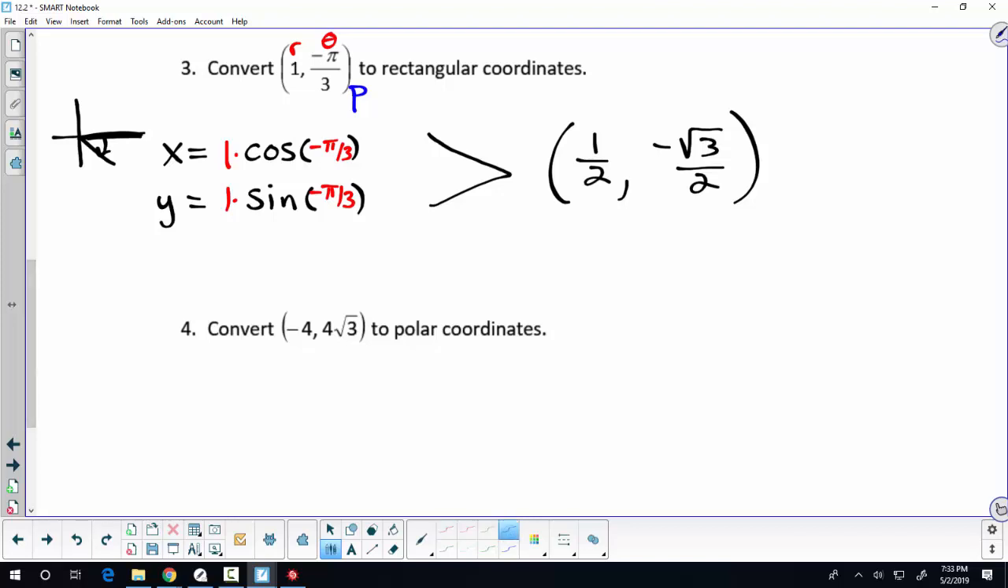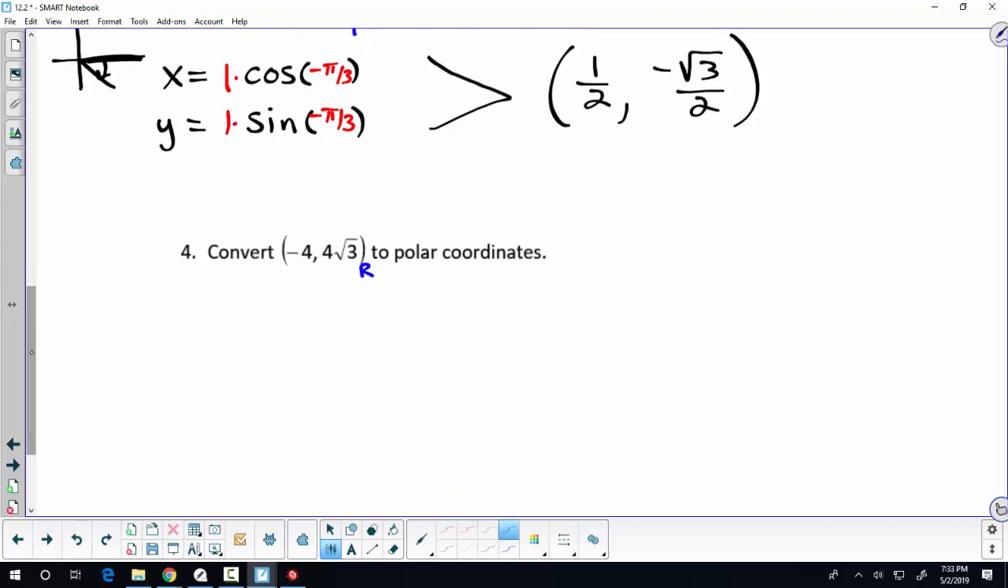Okay, then we have the rectangular or Cartesian point, negative 4, 4 root 3. We're going to convert that to polar. So here's our x, here's our y. We have r defined to be the square root. Let me write it this way: r squared defined as x squared plus y squared.